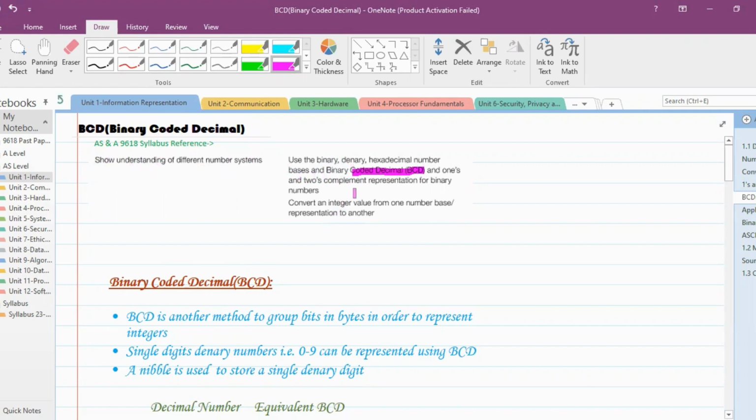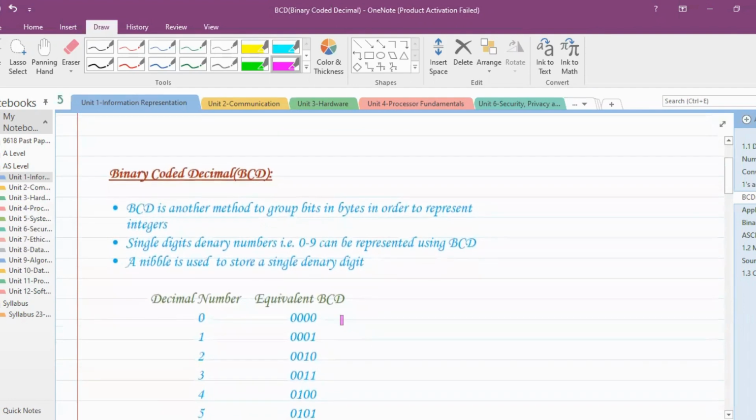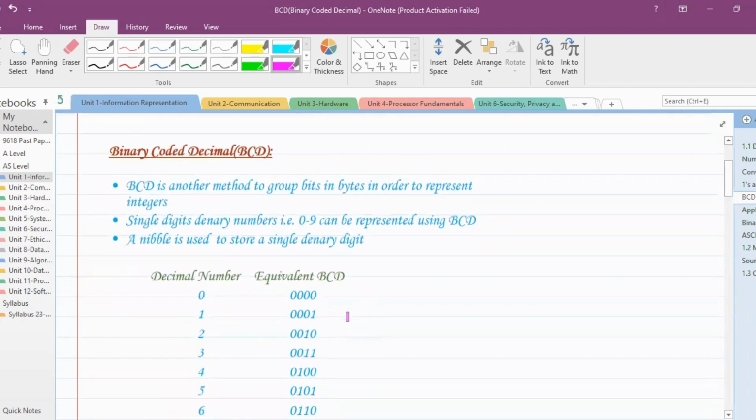If we look at past papers, questions come that convert binary coded decimal into denary, or a denary number is given and you have to figure out the equivalent binary coded decimal, right? So today we are going to look at what BCD is, how BCD addition is done, some past paper questions, and plus application areas of BCD and hexadecimal. That's what we are going to learn about in today's session.